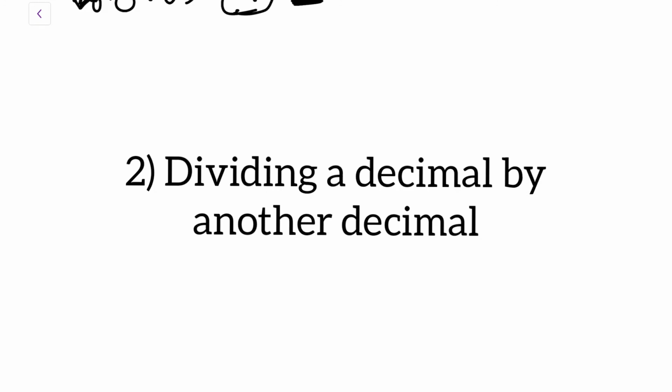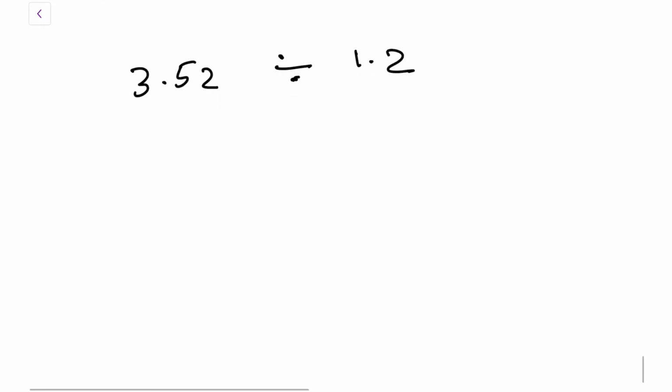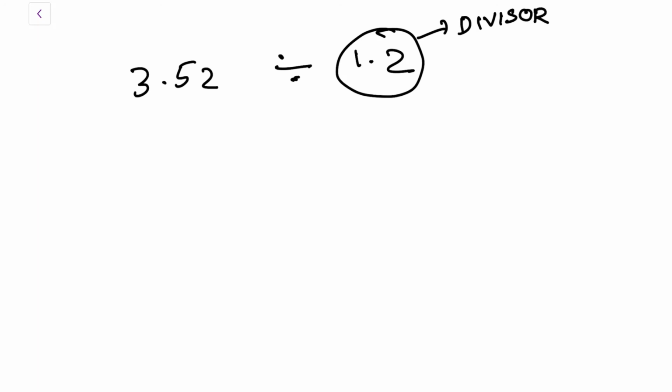Now, how do you divide a decimal by another decimal? Alright, let's take an example. Divide 3.52 by 1.2. As you can see, we have 2 decimals. How do you do the division? Alright. First thing is to check the number of decimal places in the divisor. What is the divisor? 1.2. This is your divisor. Check the number of decimal places. How many are there? 1, right? Remember, it's got 1 decimal place.